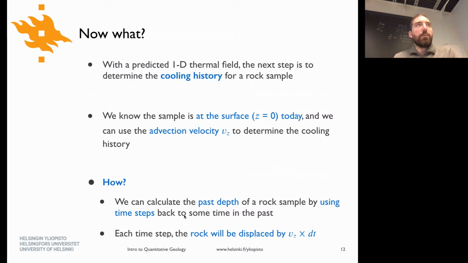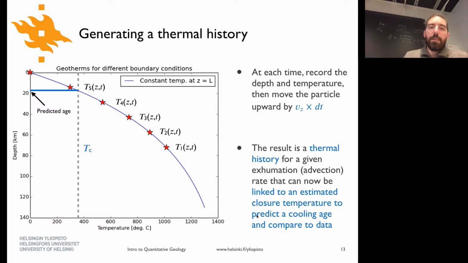And that is that we can figure out what the past depths were by going back in time, essentially, and saying, let's go back every 10,000 years and say, how deep was this rock and what was its temperature at that depth? And each time that you move up toward the surface, you're just taking that velocity you're moving at and multiplying by some time increment to move up by some small amount.